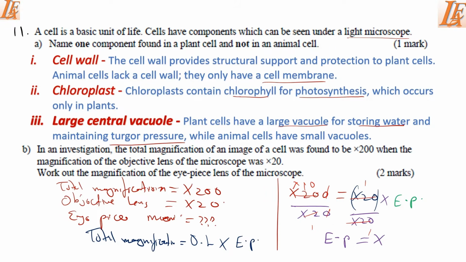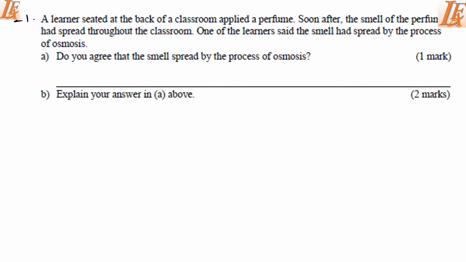So in this case, the correct answer is a learner seated at the back of a classroom applied a perfume, and soon after the smell of the perfume had spread throughout the classroom.